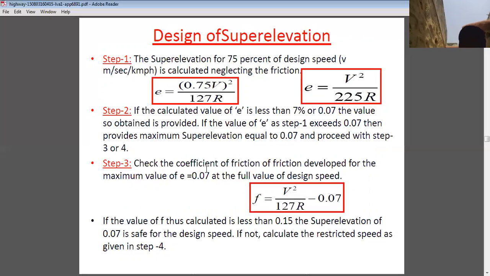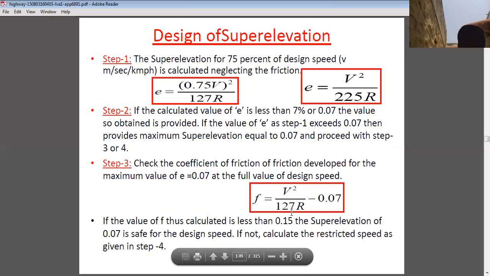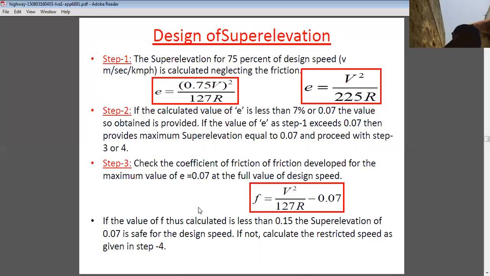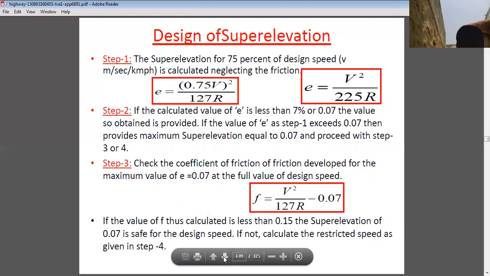Step 3, check the coefficient of friction developed for the maximum value of e, 0.07, and the full value of design speed: f is equal to V squared divided by 127 R minus 0.07. If the calculated value of f is less than 0.15, the super elevation of 0.07 is safe for the design speed. If not, calculate the restricted speed as given in step 4.